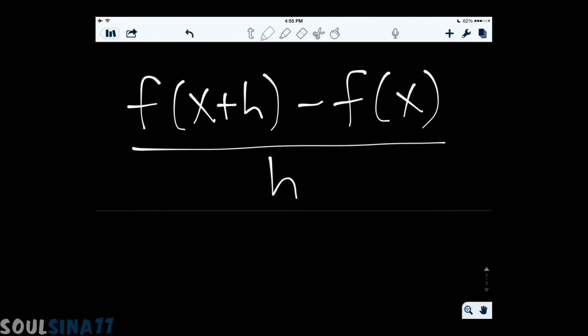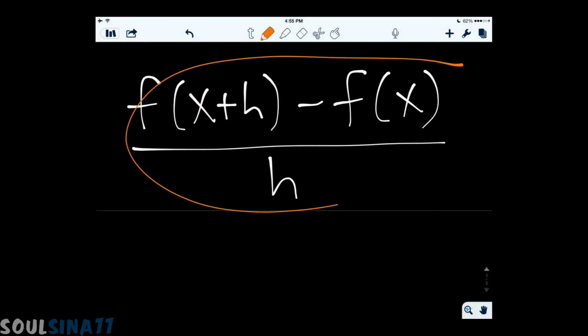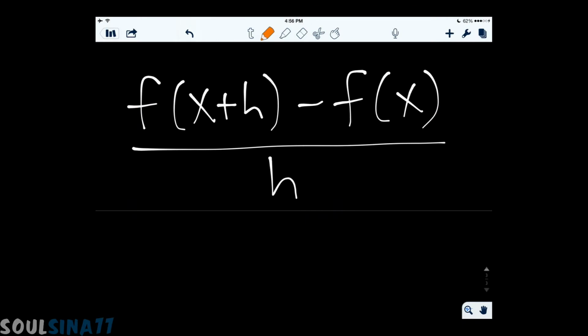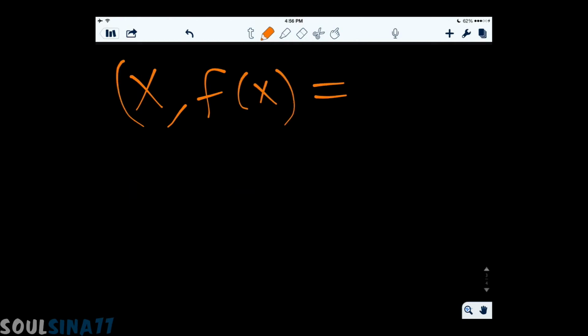Now I want to define this, okay? Because this is slope, okay? This equation right here, this is slope. And hopefully we all know this, okay? Let me put 2 parentheses there.